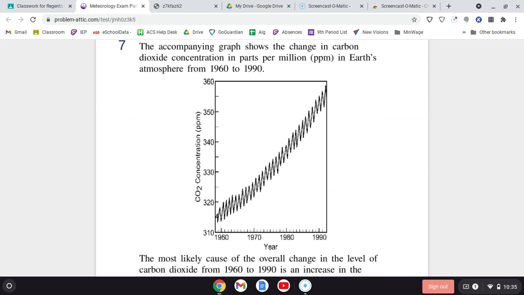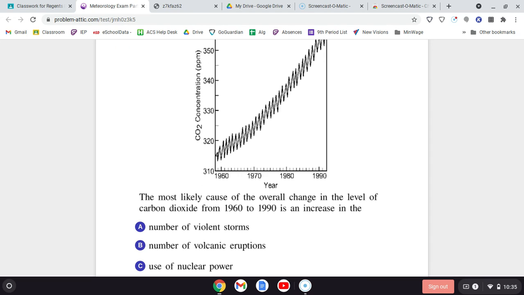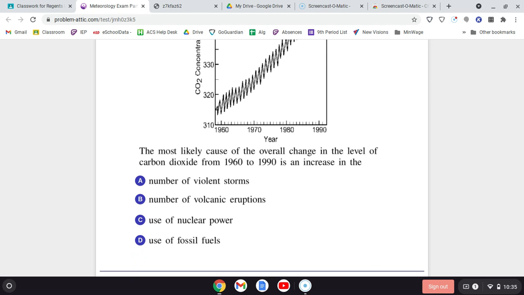The accompanying graph shows the change in carbon dioxide concentration in parts per million in Earth's atmosphere from 1960 to 1990. The most likely cause of the overall change in the level of carbon dioxide from 1960 to 1990 is an increase in what? We can get rid of A and B.